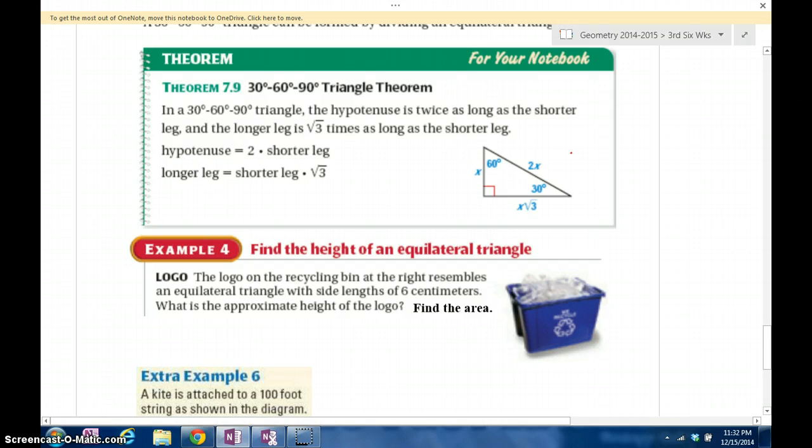So if we look at our notes, in a 30, 60, 90 triangle, the hypotenuse is twice as long as the shorter leg, and the longer leg is square root three times as long as the shorter leg. All right, the hypotenuse equals two times the short leg. The longer leg equals shorter leg times the square root of three.